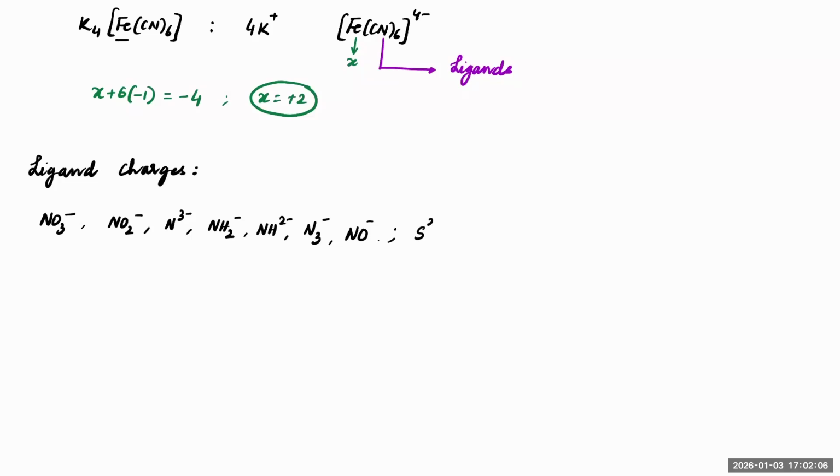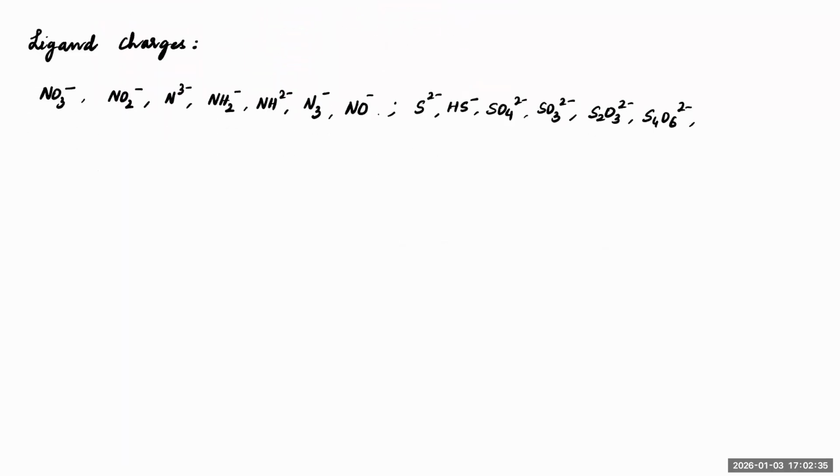If only sulfur is given, it is carrying minus 2 by default. If HS is given, it is carrying minus 1. Sulfate is minus 2. Sulfite is minus 2. S2O3 is called thiosulfate, and it is also carrying minus 2. If S4O6 is given, by default it is always going to be minus 2. These are all the sulfur forms.